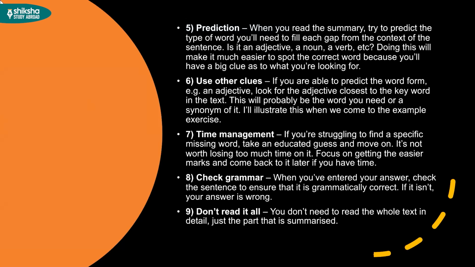Next step is use other clues. If you are able to predict the word form, for example, an adjective, look for the adjective closest to the keyword in the text. This will probably be the word you need or a synonym of it. I'll illustrate this when we come to the example exercise. So I'll show you the sample question and answer at the end of this type of question.